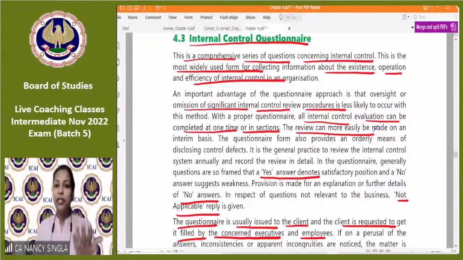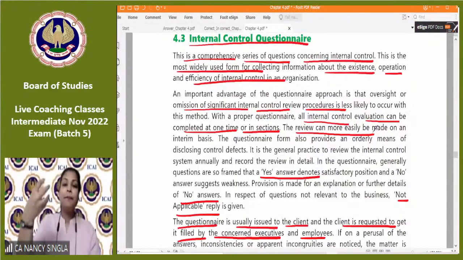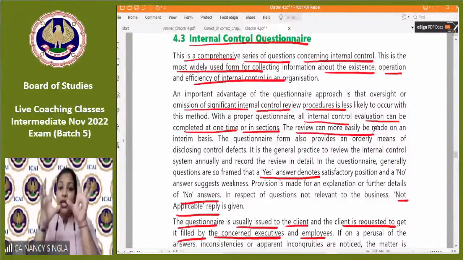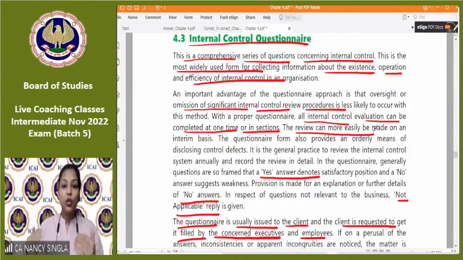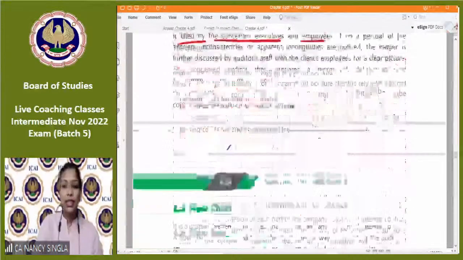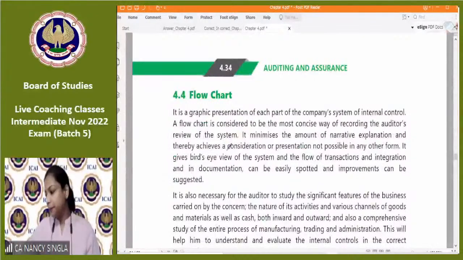Now the principal has an internal control questionnaire in front of him, whereby he can see everything, let's say with respect to purchases, and it is framed in such a way that yes means a satisfactory answer. So he can quickly see wherever no is mentioned, and he will be able to review it very quickly, and it will disclose what? The control defects. So is it clear? Internal control questionnaire.